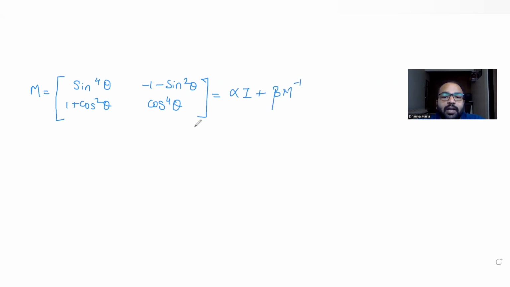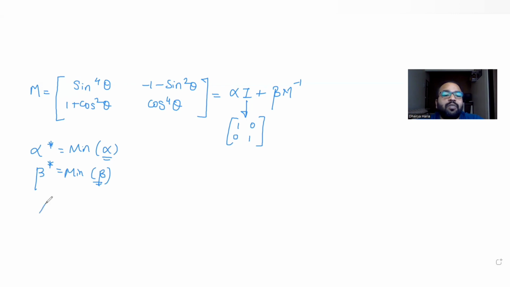Now alpha is alpha of theta and beta is beta of theta, which are real numbers, and I is the 2 by 2 identity matrix, which is 1 0 0 1. Further, if alpha star is the minimum value of alpha and beta star is the minimum of beta, where alpha and beta are computed over all the values of theta from 0 to 2 pi, then we need to find the value of alpha star plus beta star.